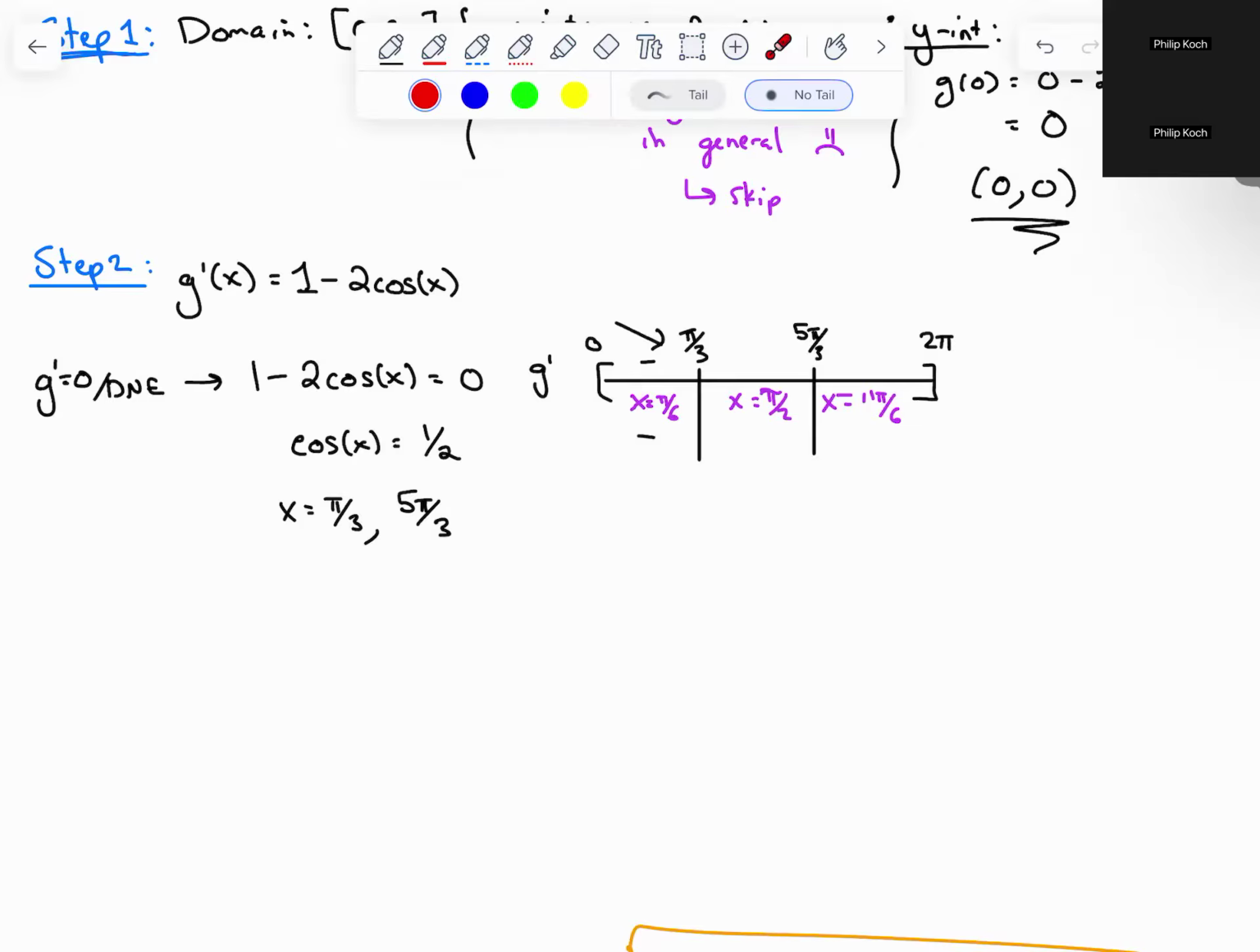Cool. All right. Then you can plug in pi over 2. Cosine of pi over 2 is 0, so it's 1 minus 0. That's positive. But you can use your calculator. And last but not least, if you plug in 11 pi over 6, you'll see that it also ends up being negative. So we have a relative minimum at pi over 3 and a relative maximum at 5 pi over 3. We need to find the locations.